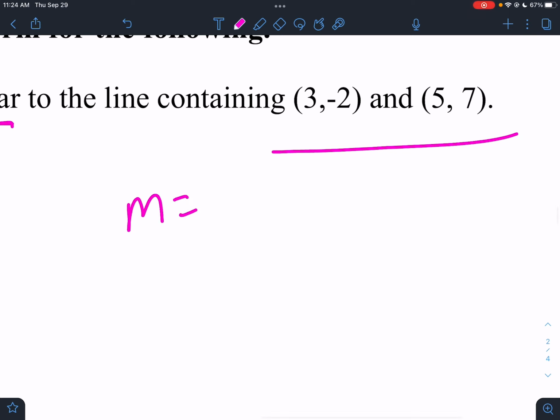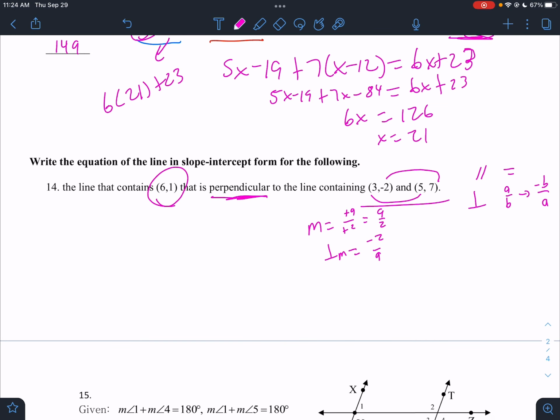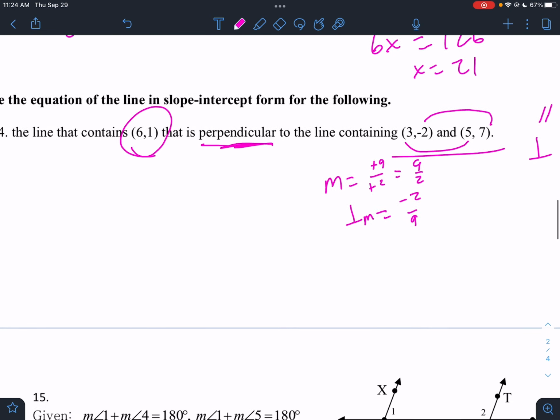So the slope is, we look at the y values, negative 2 to 7 is plus 9. 3 to 5 is plus 2. That slope is positive 9 halves. I need the perpendicular slope, negative 2 ninths. Let's make sure I got that right. Plus 9, plus 2, y's over x's. Flip it, negative 2 ninths. Perfect. Okay. So that's negative 2 ninths.